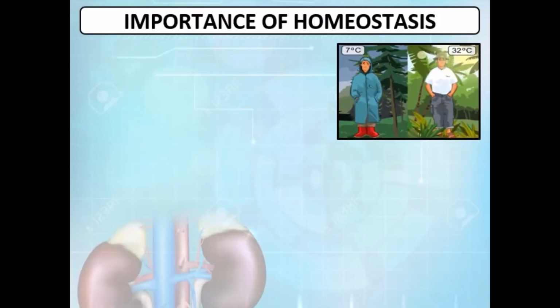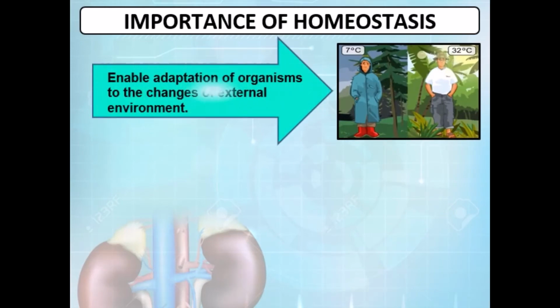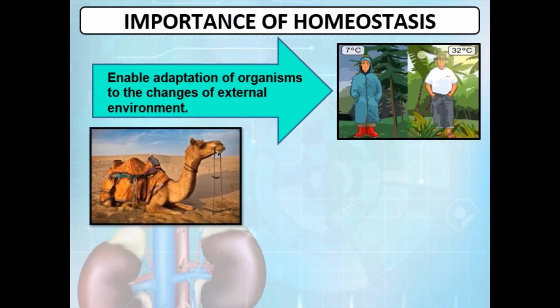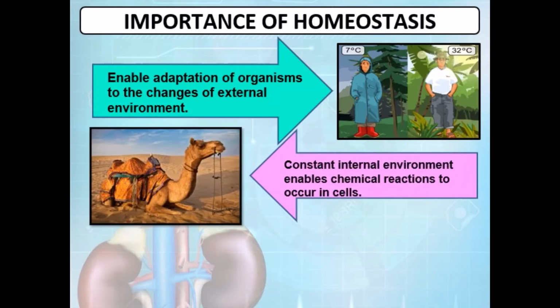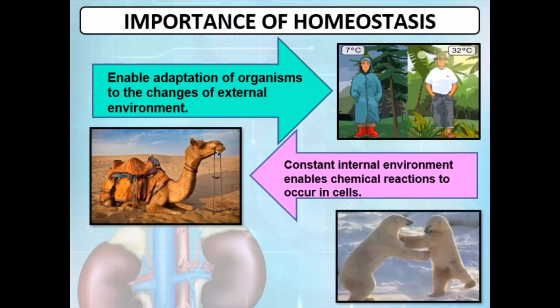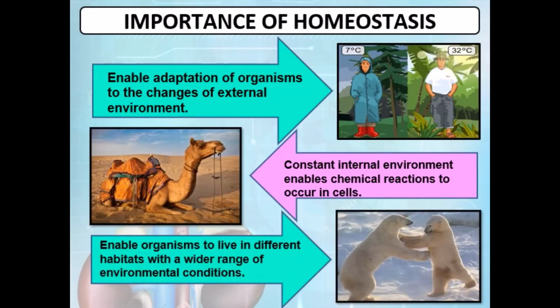The importance of homeostasis: number 1, enable adaptation of organisms to the changes of external environment. Number 2, constant internal environment enable the chemical reactions to occur in the cells. And number 3, enable organisms to live in a different habitat with a wider range of environmental conditions.